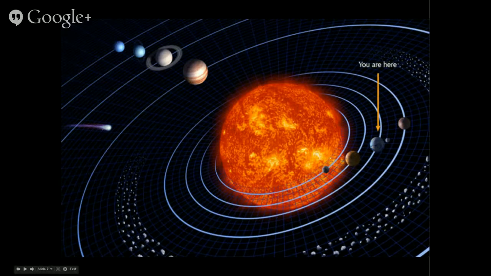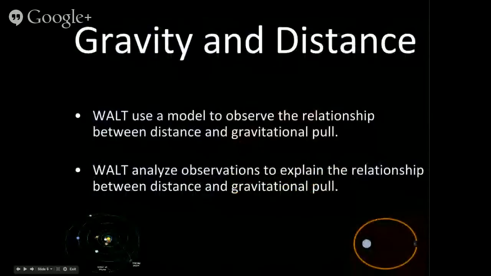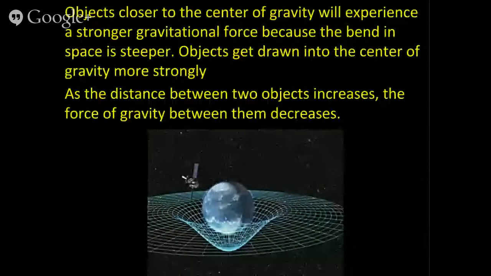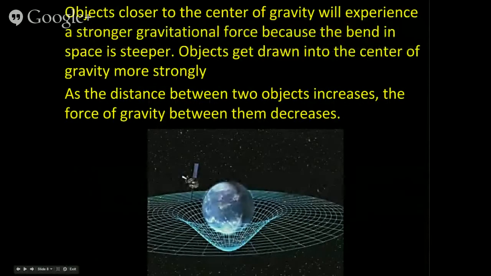So now let's talk gravity and distance. That's the other effect of the strength of gravity. So objects closer to the center of gravity will experience a stronger gravitational force because the bend in space is steeper. Objects are drawn into the center of gravity more strongly.